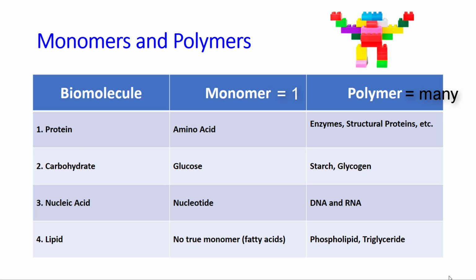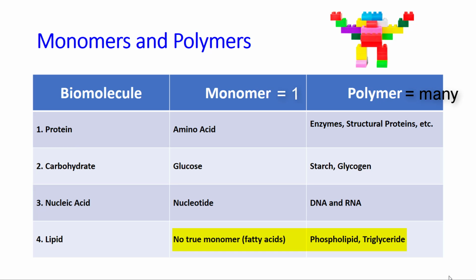Polymers are made out of many monomers. You use monomers to build polymers. So, for proteins, amino acids, the monomer, they build polymers. For example, like enzymes, structural proteins in your skin and hair. There's a whole bunch of examples. The monomer of a carbohydrate is glucose, and you can build starch and glycogen from it. The monomer of a nucleic acid is something called a nucleotide. You attach a bunch of nucleotides together, you can build RNA and DNA.